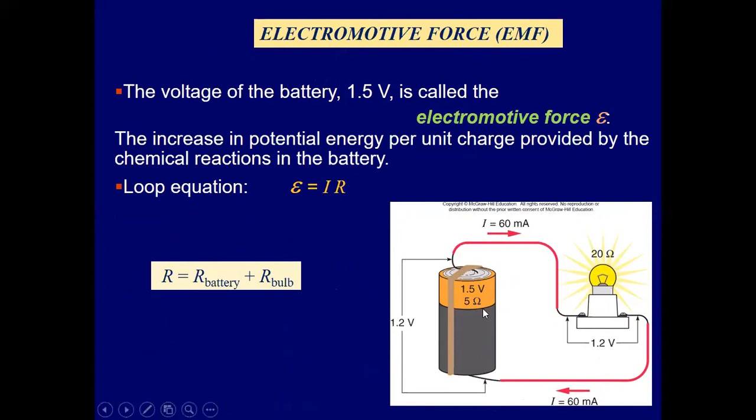So the total resistance in the circuit will be the resistance of the battery and the resistance of the bulb, if we consider these wires to be ideal, with no resistance in the wires. These are physics wires, not real wires. Real wires do have resistance. So the total resistance in this circuit will be the resistance of the battery plus the resistance of the bulb.